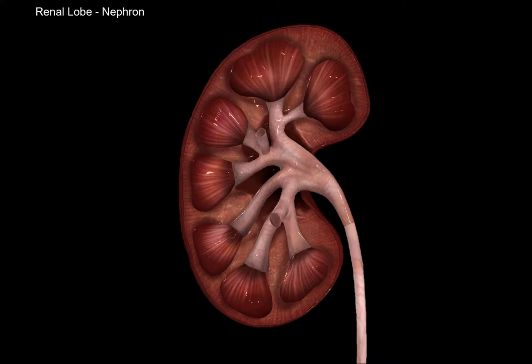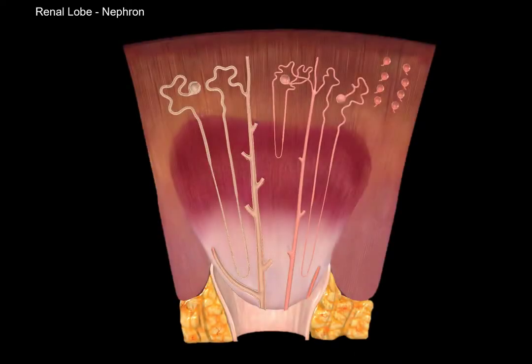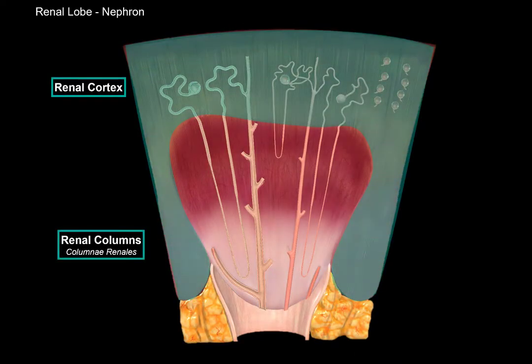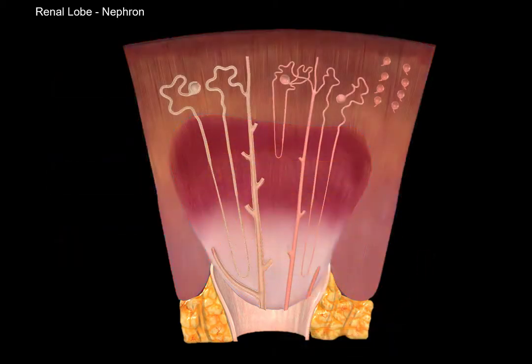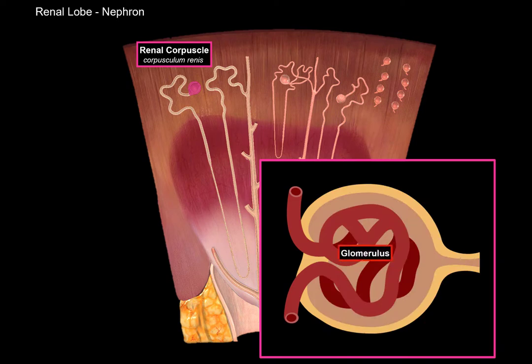Now let's do the anatomy of the nephron. And to do that, we're going to isolate one lobe and look at the detailed view of it. So the renal cortex and its renal columns are going to be between the renal pyramids, right? And below the renal pyramids, you will find the minor renal calyces, which fuse together and form the major renal calyces. Alright, so the nephron consists of a renal corpuscle located in the renal cortex. And the renal corpuscle consists of a glomerulus, which are many capillary loops, as you see here.